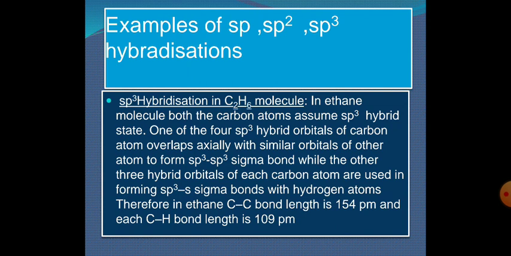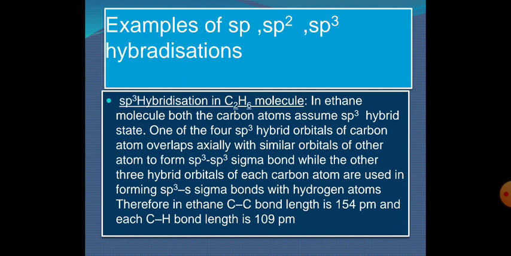sp3 hybridization in the ethane molecule, that is the C2H6 molecule, we are going to learn in detail in today's lecture. In the ethane molecule, both the carbon atoms assume the sp3 hybrid state, meaning each carbon atom in the ethane molecule possesses sp3 hybridization, and how, we have already seen in our previous lecture.